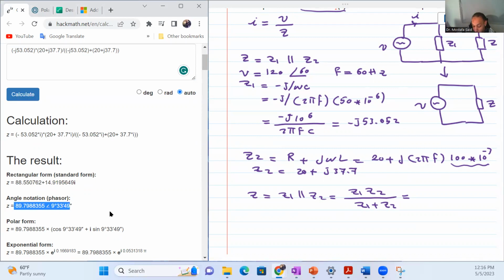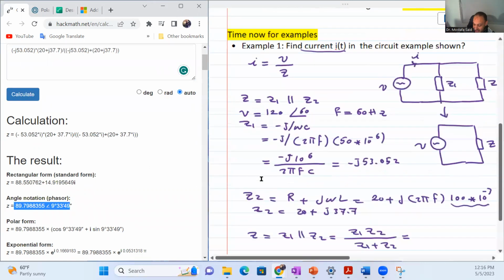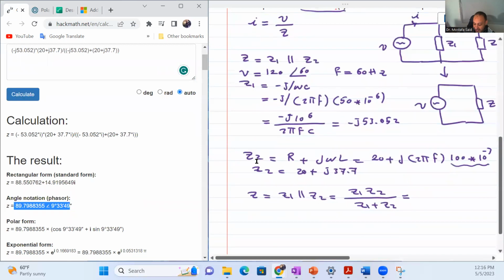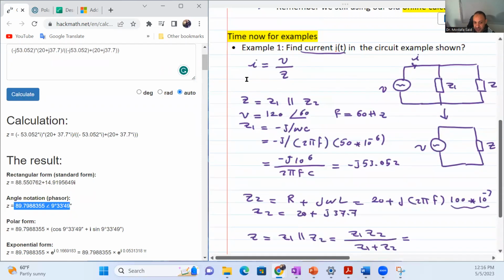So I'm going to use the polar form. And why? Does somebody know the answer why? Just look at the equations we have. Yes, it is because of this equation. At the end of the day, we're going to divide V by Z. And as we learned in the last lecture, the polar form is very easy to deal with when you have a division or multiplication. The rectangular form is good and easy to work with when you have addition or subtraction. So that's why I'm going to use the polar form here.